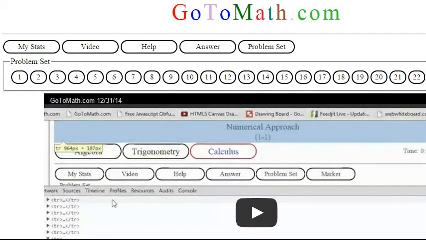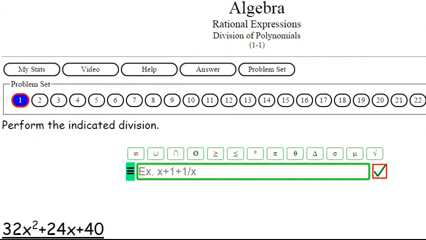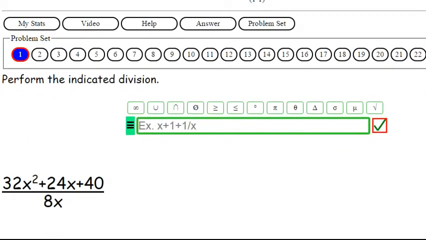Okay, we're over at gotomath.com. Click on the algebra. Let's go down to division of polynomials. So we're starting a new section.